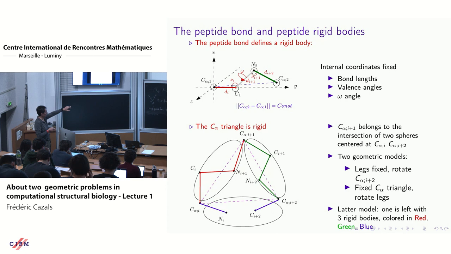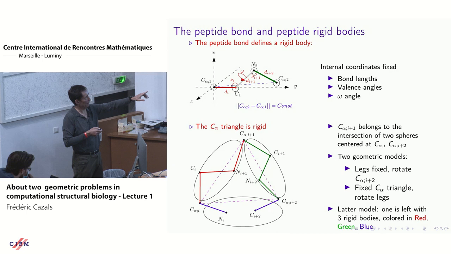If we do so, we have seen that the distances here are constant, which means that C alpha i plus 1 belongs to the circle, which is defined by the intersection of the two spheres centered at C alpha i and C alpha i plus 2. Because this distance is constant, this distance is constant, and so this point belongs to the circle intersection between these two spheres. And so in order to change the geometry of the tripeptide by retaining these two legs fixed, the only thing I can do is to rotate this point here on a circle.